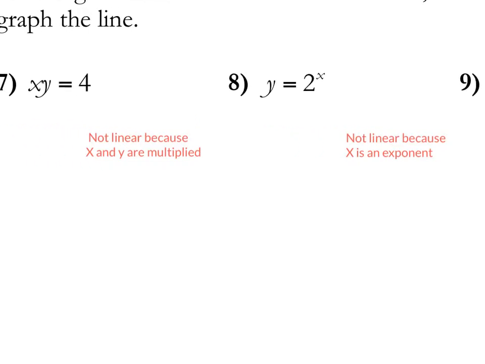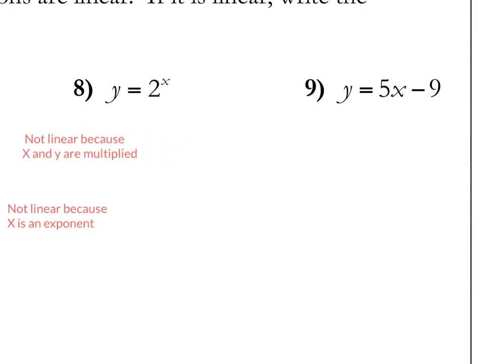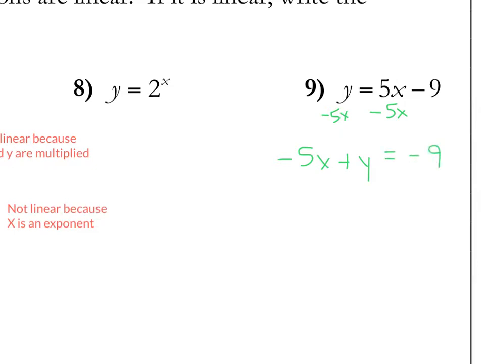Okay, let's take a look at number 9. Notice there are no exponents. X and y aren't being multiplied together. I could get this in standard form. So to do that, I need x and y on the same side. So I'm going to get rid of 5x from this side. We're just solving to get them together. So putting it in standard form, I'd have negative 5x plus y equals negative 9.